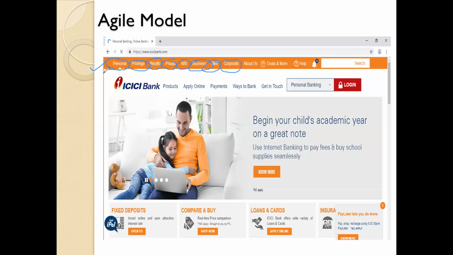They design the personal banking department. They design the privileged banking module. They design the wealth banking module. They design the private banking. They design NRI, business, small. And once the entire design has been completed, the stage declares that the design stage has been completed.